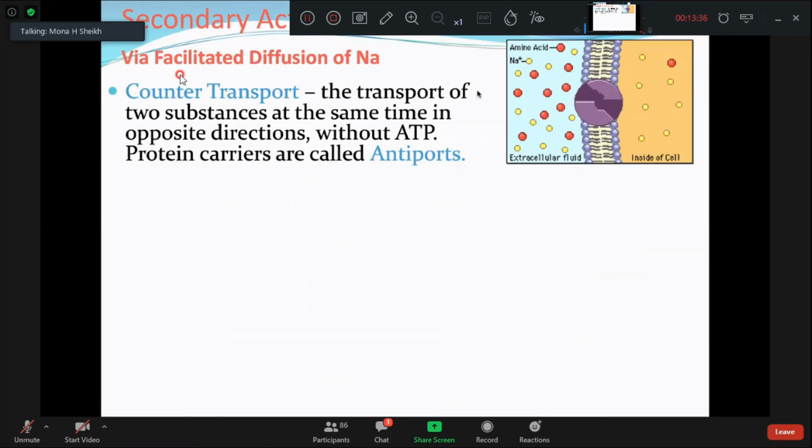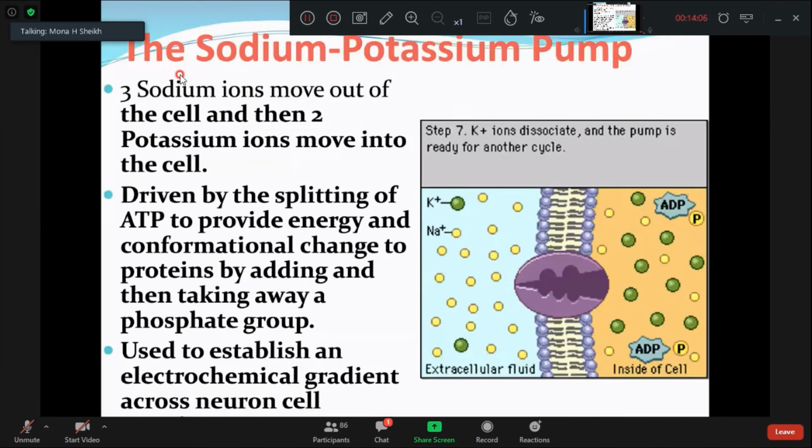Okay? Now, the transport of substances at the same time in opposite direction without ATP. So why do we call it active if we are not using ATP? Because it's from low to high. Maybe it uses energy, but not ATP, from the same molecules that get transported. Excellent suggestions, but the answer is in the previous slide.